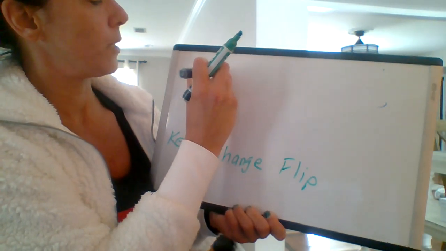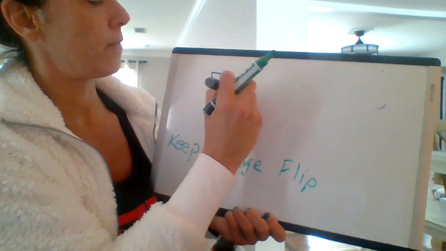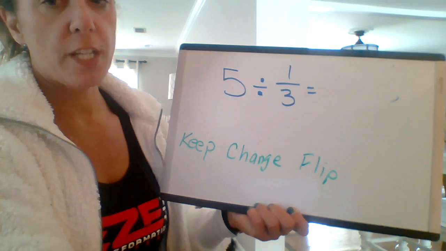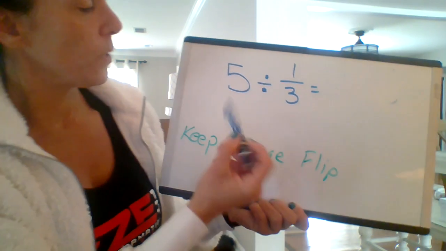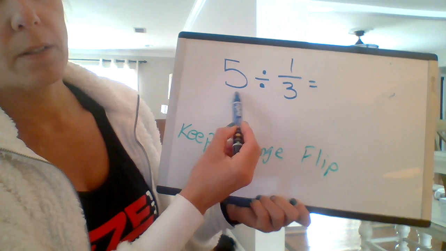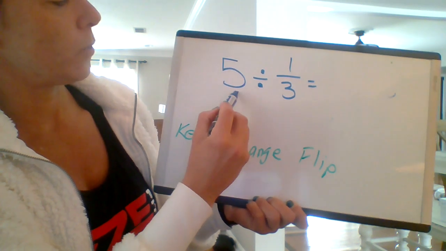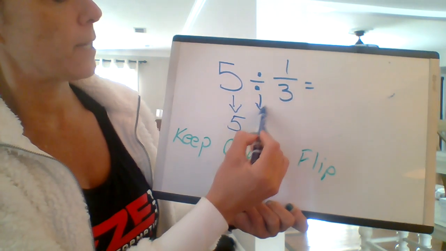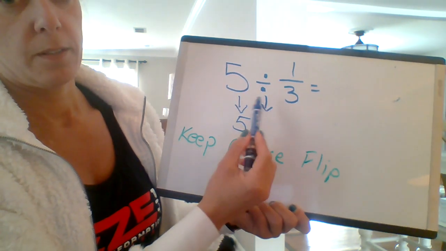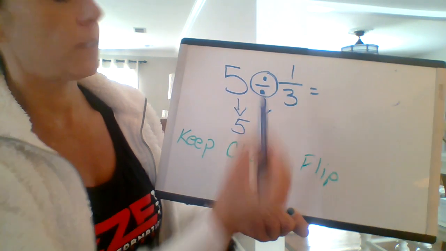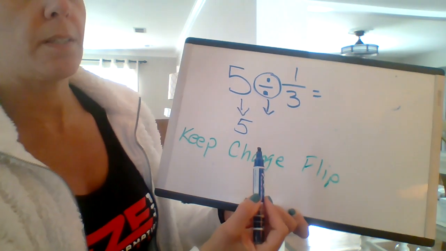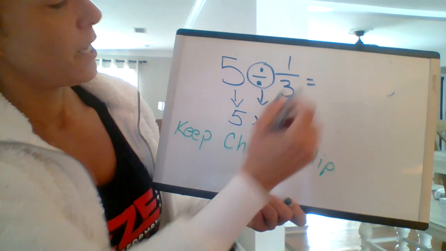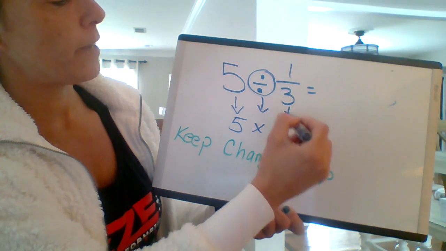I'm going to show you, let's do 5. 5 divided by 1/3. Okay, keep, change, flip. I'm going to keep my first digit, so keeping that. I'm going to change my sign. So my sign is division. The opposite of division is, you're right, multiplication. And I'm going to flip my fraction.